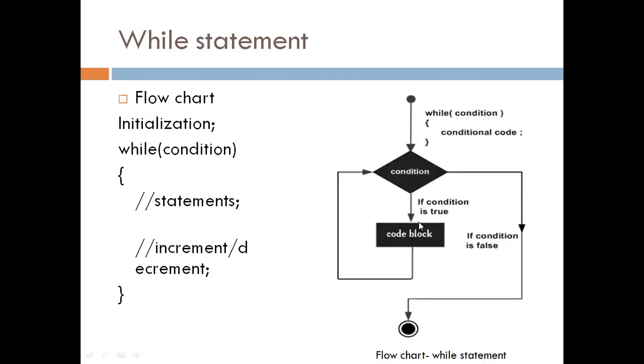This is the flow chart for the while statement. Here it performs initialization, then it checks the condition. If this condition is true, then this code block gets executed. Then again it checks the condition. If the condition is true, it executes this block. If this condition is false, then it exits from this block.